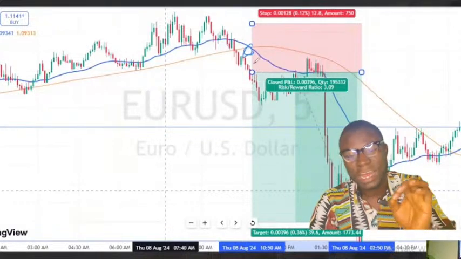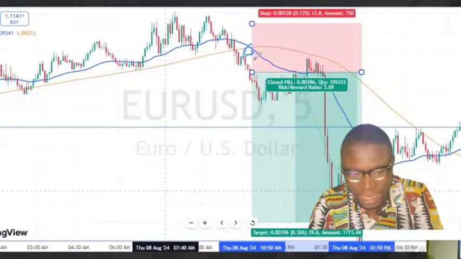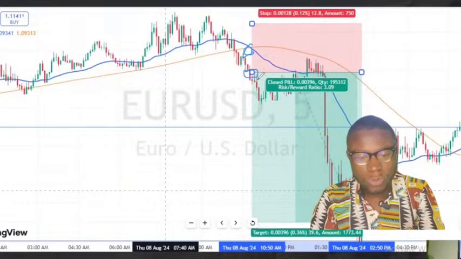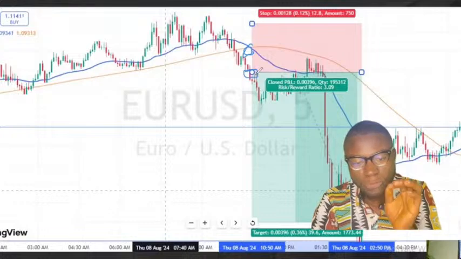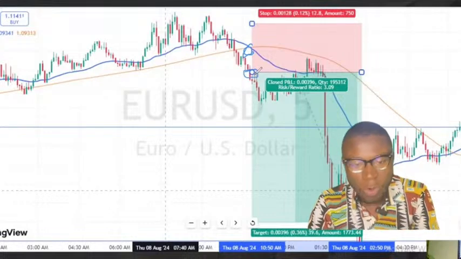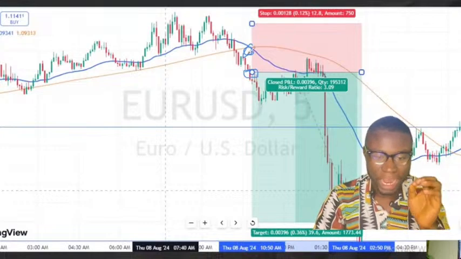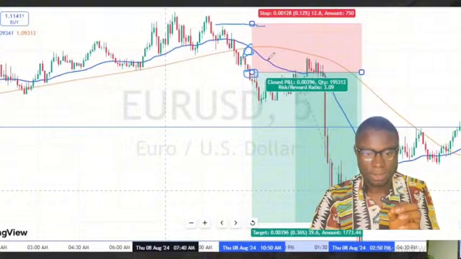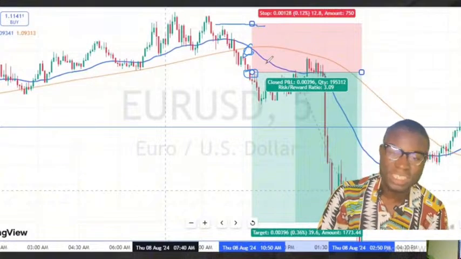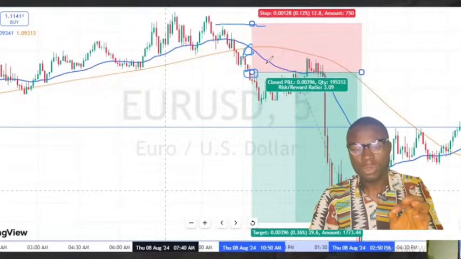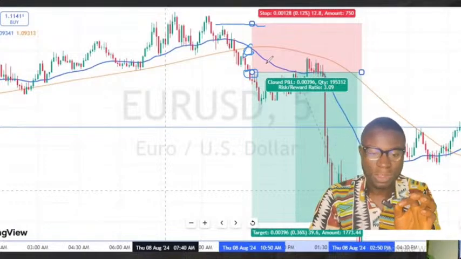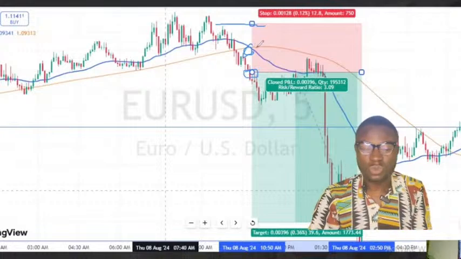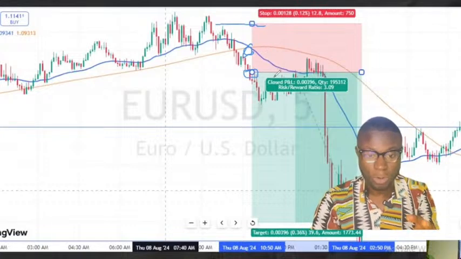Alright, now when you see the cross, it is a sell signal. So you are going to take your sell as soon as you see that cross below. After taking your sell, the next thing is where to place your stop loss. Where you place your stop loss is the most recent high that you can see at your left hand side. That is the level for you to place your stop loss.